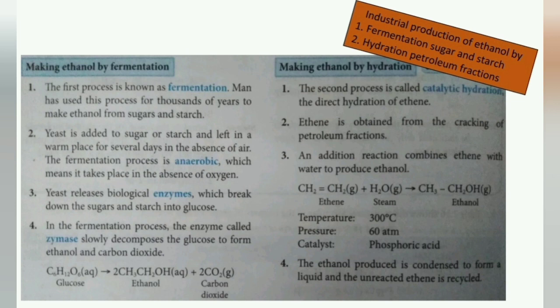When the concentration of ethanol reaches about 15%, the yeast is killed off and the fermentation stops. It is not possible to produce pure ethanol by natural fermentation. The ethanol is then purified by fractional distillation.